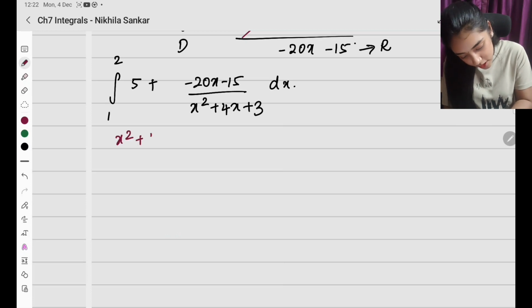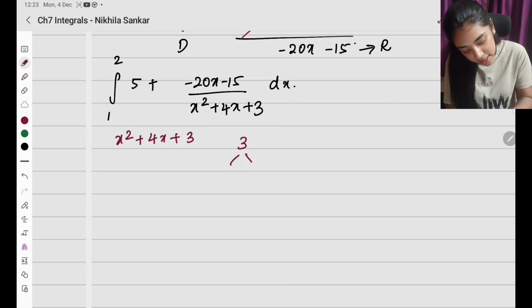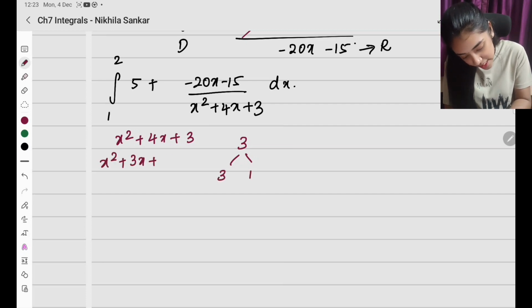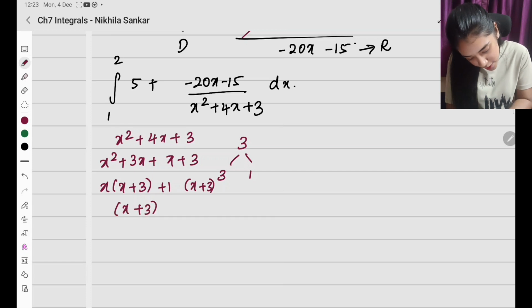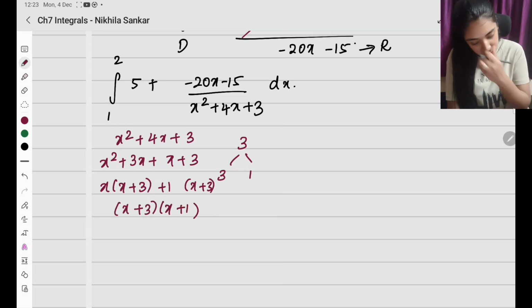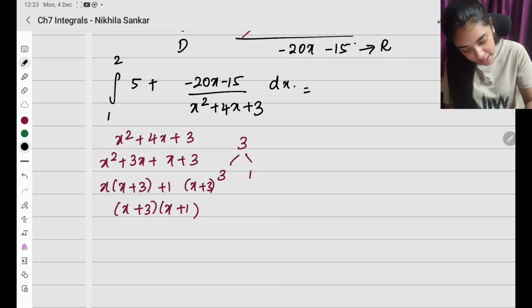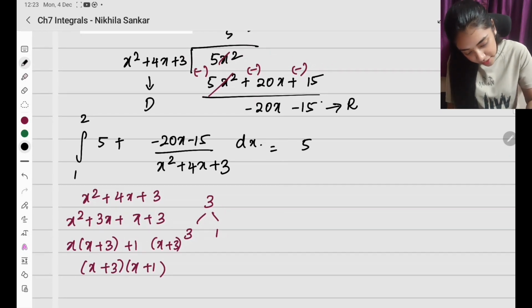I need to split the middle term. So 4x plus 3. I need the product to be 3 and the sum to be 4. So 3 times 1. So I have x square plus 3x plus x plus 3. Taking x common, next I have x plus 3. Here also x plus 3 plus 1. So what are the factors? x plus 3 times x plus 1.